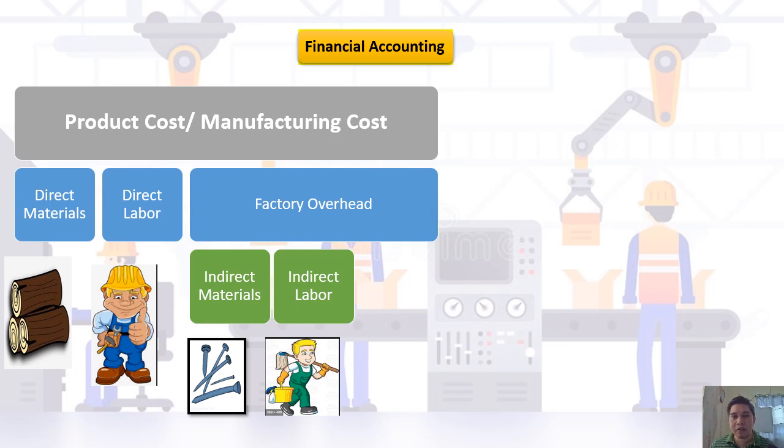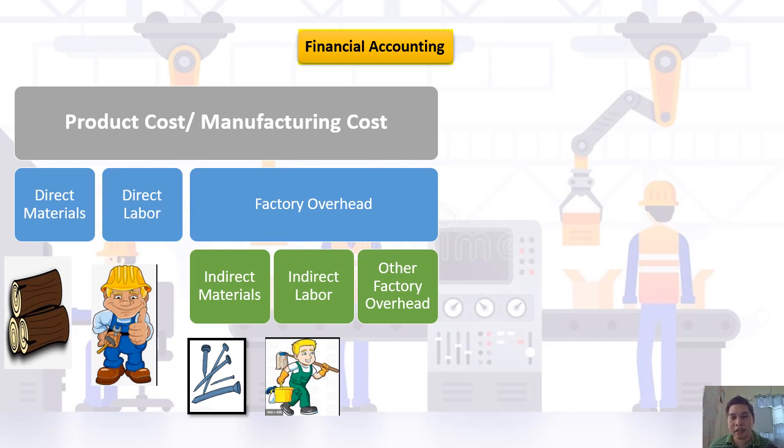Then the last part ng ating factory overhead under manufacturing cost is what we call the other factory overhead. Other factory overhead, these are the costs incurred in the manufacturing of the product na hindi natin kayang i-trace doon sa apat na nabanggit natin. Example niyan is electricity ng factory. Ang electricity sa factory natin is considered as a factory overhead.